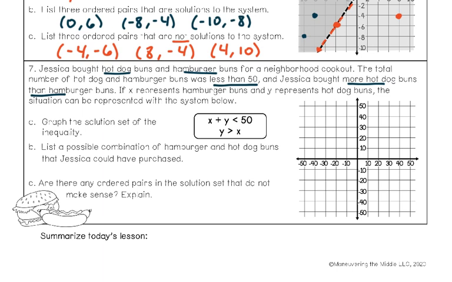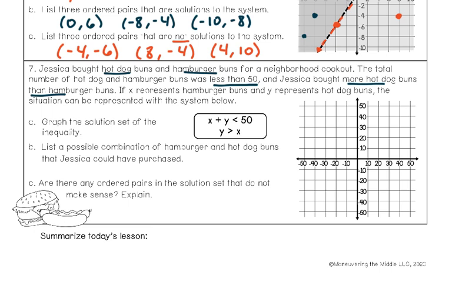All right, number 7 is our last one, and it's a word problem. It says Jessica bought hot dog buns and hamburger buns. That's our x and y. And the total number of hot dog and hamburger buns was less than 50. So there's our first inequality. It says Jessica bought more hot dog than hamburger. So we can use this system of inequalities to represent the situation.